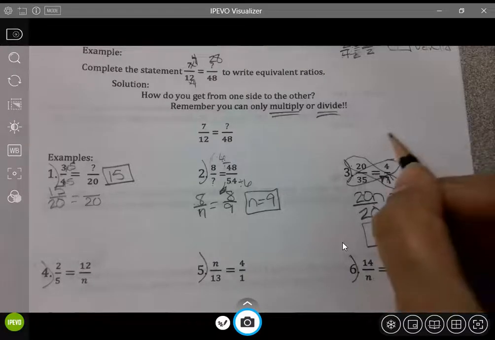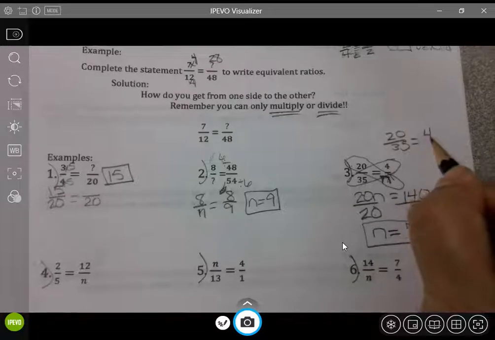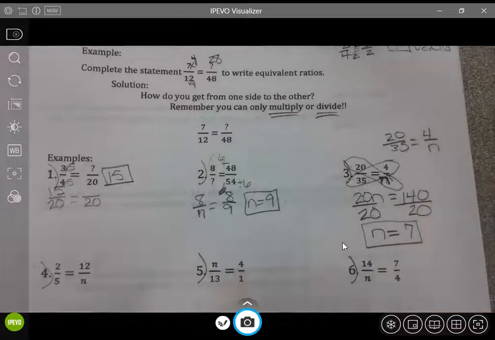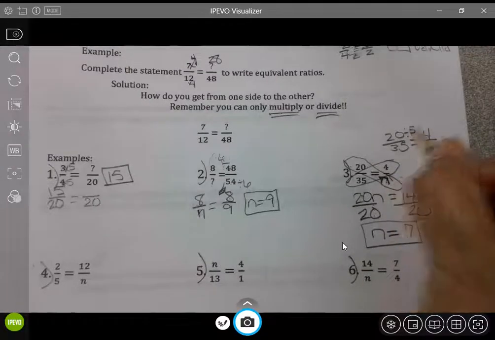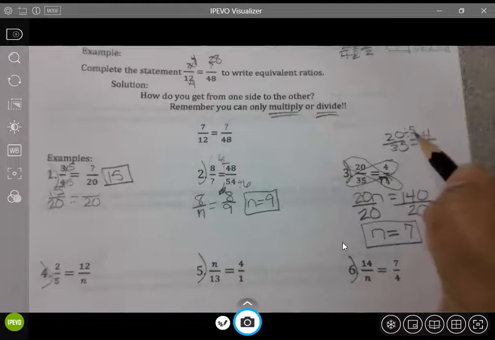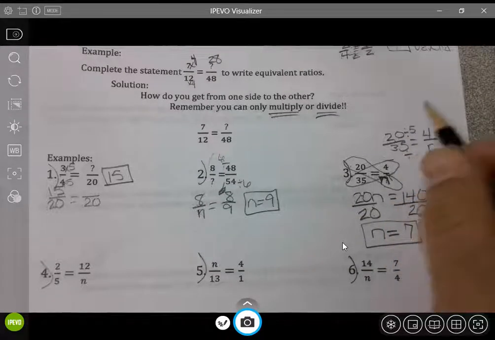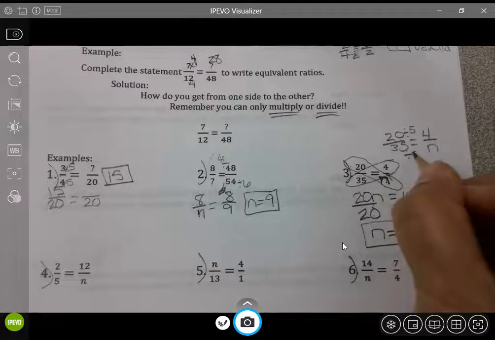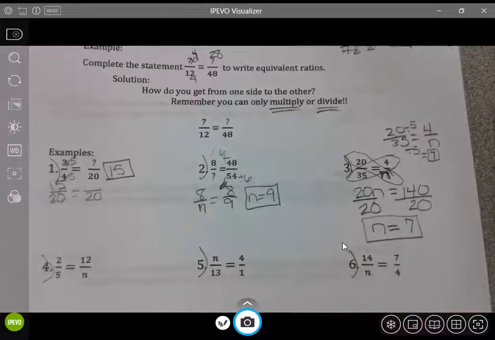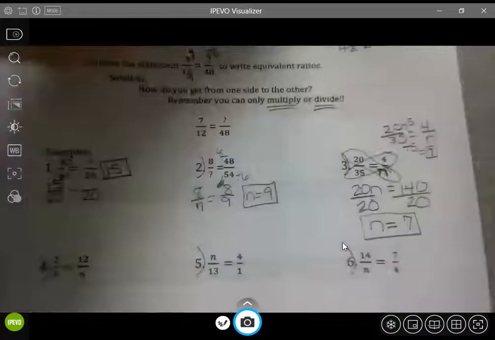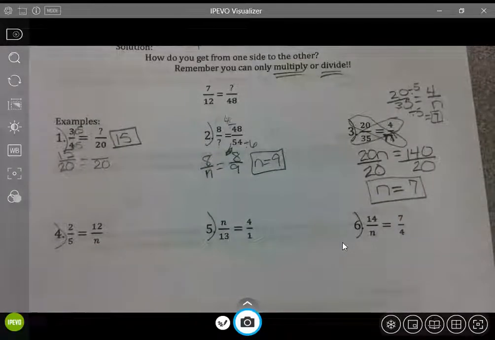And then I can check. Let's just go back. So I had 20 over 35, and I had 4 over the question mark, n. Well, what did I do to this 20 to get to 4? I had to divide it by 5. 20 divided by 5 is 4. Whatever I do in my numerator, it also affects my denominator. So 35 divided by 5 is going to equal 7. Exactly what I got down here. You choose the method that's best for you. I'm going to continue with the cross multiplication.